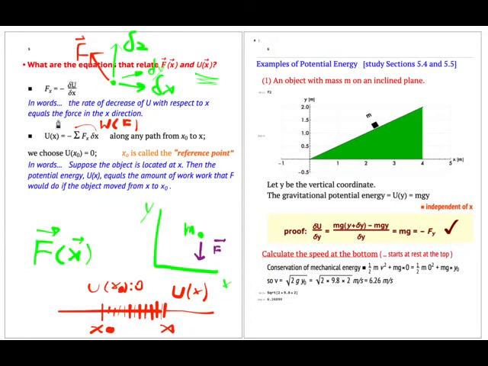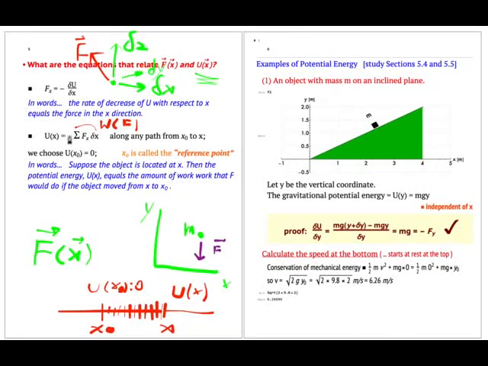So again, let's put it into words. Well, the equations say more than the words, but let's convert the equation into words. Suppose the object is located at x. Then the potential energy, U of x, equals the amount of work that F would do if the object moved from x to x0.